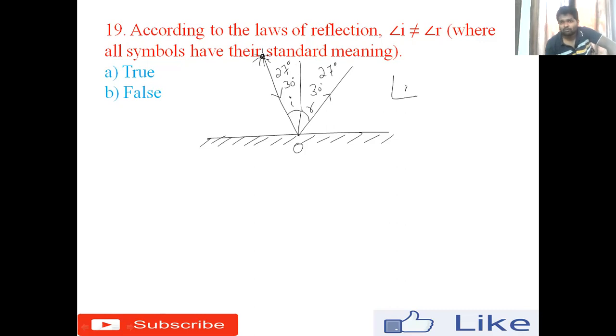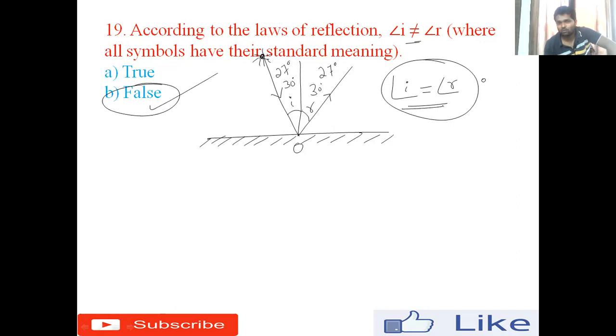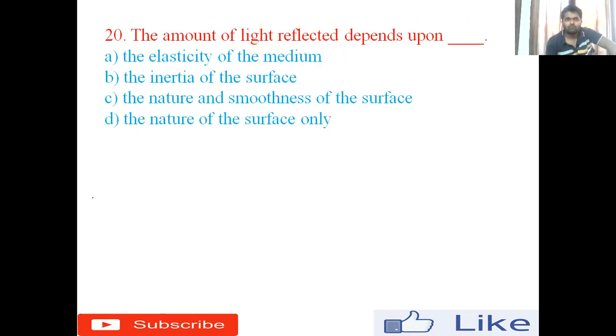So remember the first law of reflection. It says that angle of incidence will be equal to angle of reflection. But they are saying it is not equal, right? So it is false. So the option is B. But remember, angle of incidence will always be equal to angle of reflection.